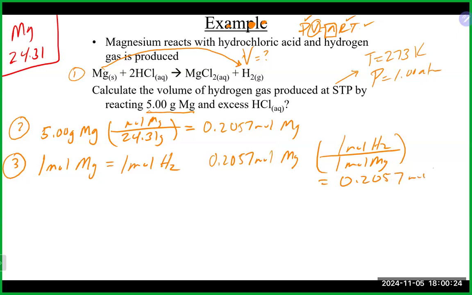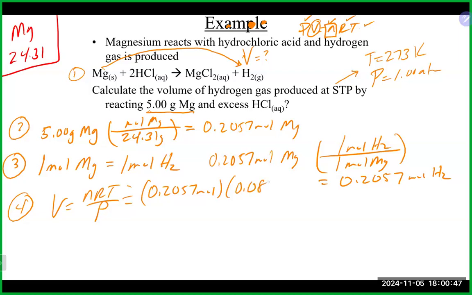0.2057 moles of hydrogen. So that again is the missing piece that we need. Once again, the last step, we're just going to use the ideal gas law and solve for volume. Put in our moles there, 0.2057. R, which is a constant, 0.08206 liters atmosphere per Kelvin mole.